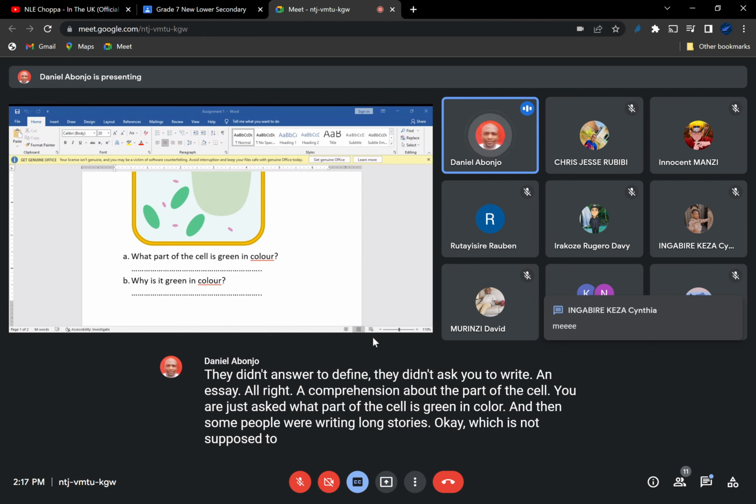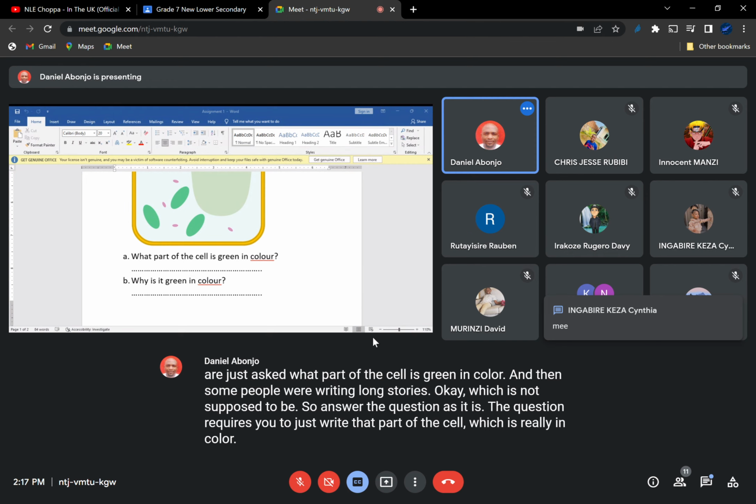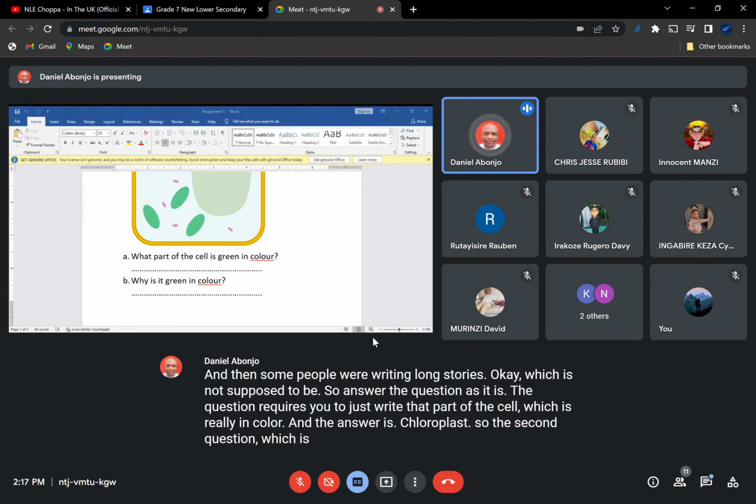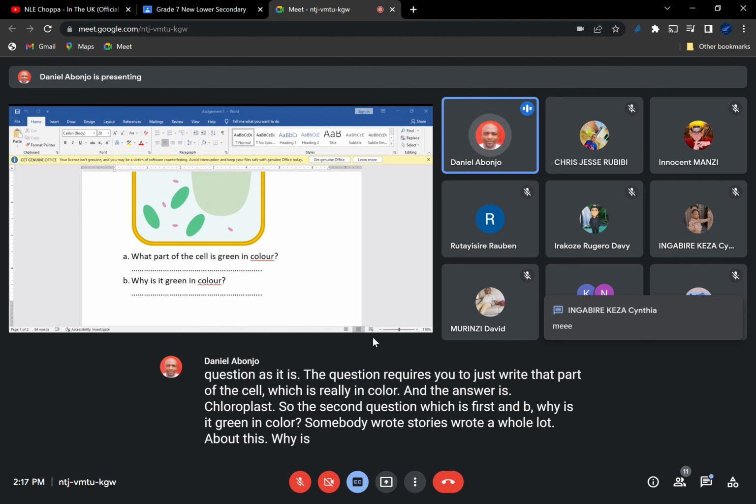Which is not supposed to be so. Answer the question as it is. The question requires you to just write that part of the cell which is green in color, and the answer is chloroplast. So the second question, question B: why is it green in color? Somebody wrote a whole lot about this. Why is it green in color? One line is enough. One line is enough.